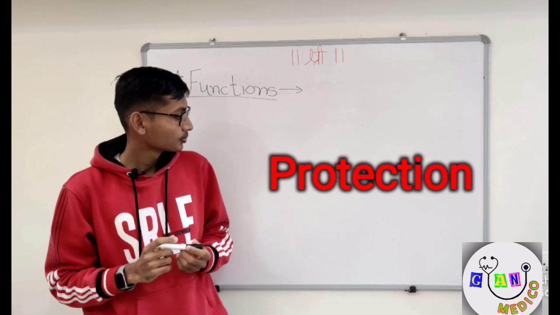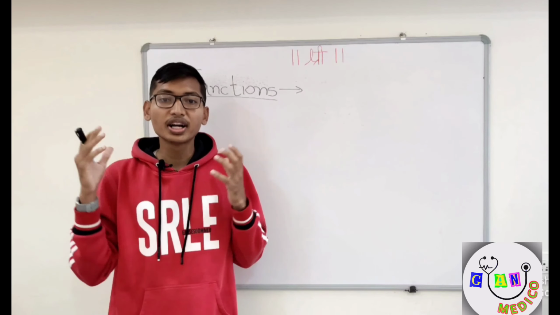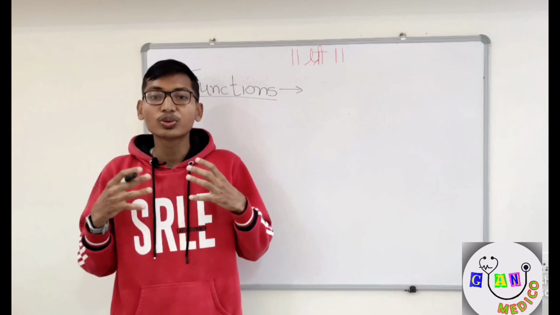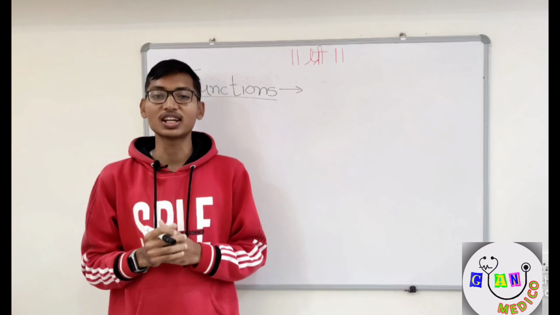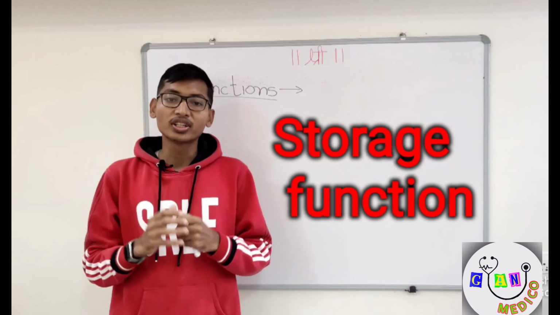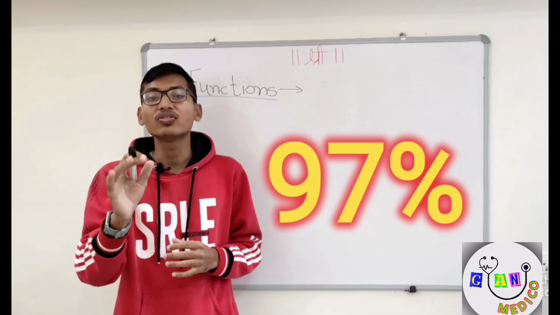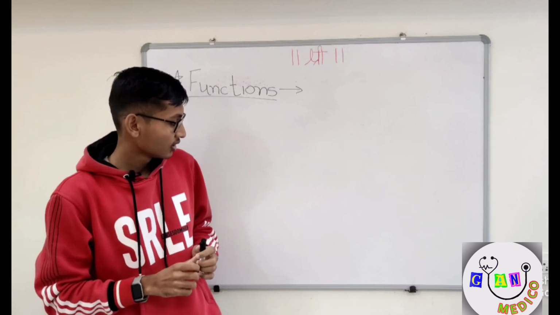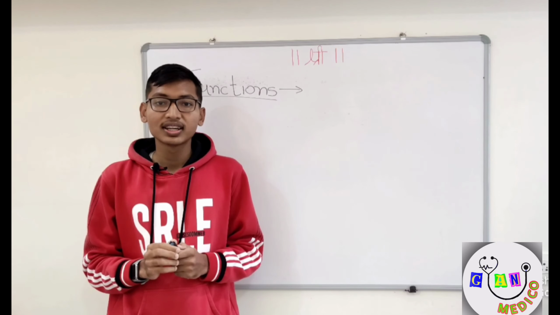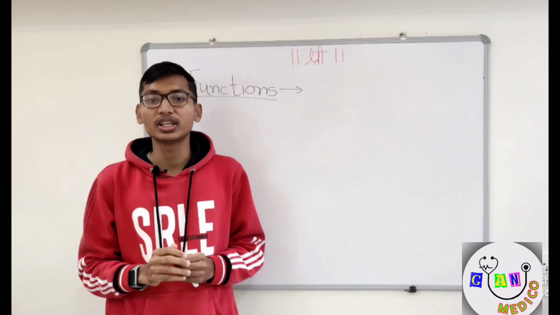Fourth, protection. The skull protects our brain. The vertebral column protects our spinal cord and the thoracic cage protects our thoracic as well as some abdominal viscera also. Next is storage function. Bone stores 97% of body calcium and phosphorus. Hemopoietic function. Bone contains bone marrow and the bone marrow produces the red blood cells, that is the erythrocytes.